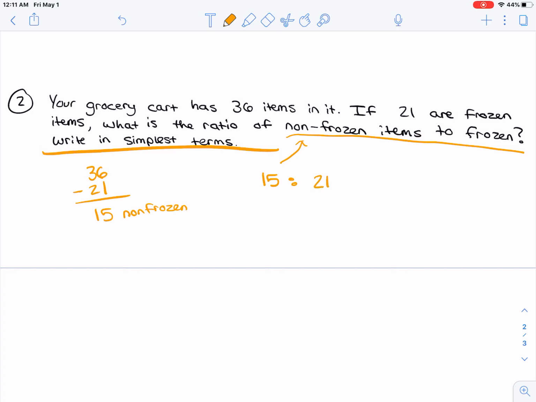So our ratio is going to be 15 to 21, but since it says write in simplest terms, we have to figure out what number goes into both of those, and hopefully you can see that 3 does. So if we divide both sides by 3, we'll get 5 to 7. And again, you can label. So 5 non-frozen to 7 frozen, okay?